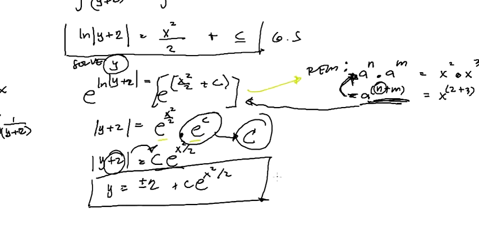So our general solution here is y is equal to positive or negative 2 plus c e raised to x squared all over 2.